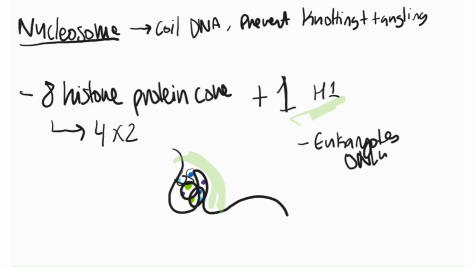And that's because plants, animals, eukaryotes have nuclei to store our DNA and whatnot. Bacteria or prokaryotes don't. They don't have a nucleus, so they don't require nucleosomes.